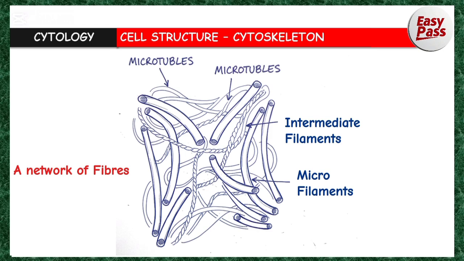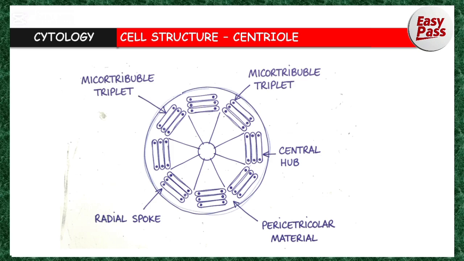The third one that I mentioned is the intermediate filament. The intermediate filament helps to form a kind of cage around the nucleus of the cell for protection. The centriole is one of the products of the assemblage of cytoskeleton, and it helps in cell division in plant cells.